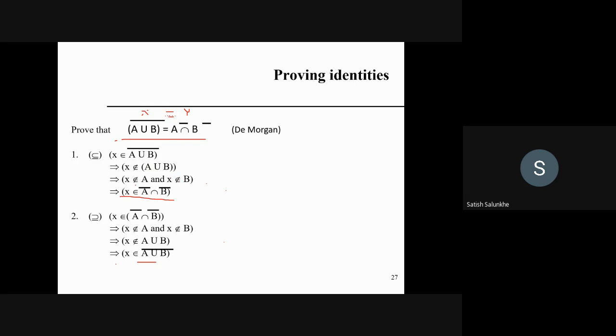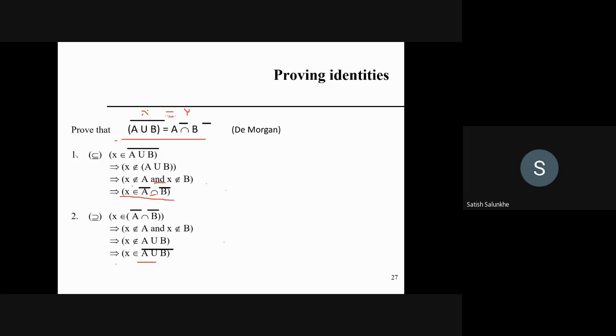So X does not belong to A means what? X belongs to A complement. X does not belong to B means what? X belongs to B complement. And this is AND, so therefore it is intersection. So we landed at this part: X belongs to A complement intersection B complement. Okay, this is from the subset side. So we will start now with respect to this other side.